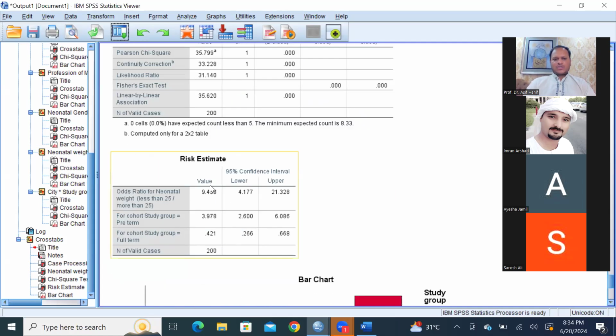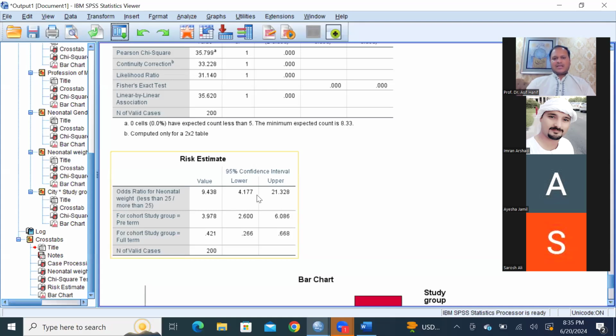And if you see the odds ratio 9.43, it means for preterm birth, there are 9.438 times higher chances of low birth weight. Listen to the interpretation again. For preterm birth babies, there are 9.438 times higher chances of low birth weight.